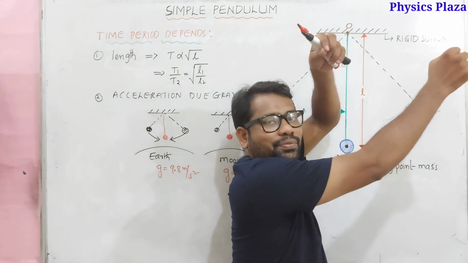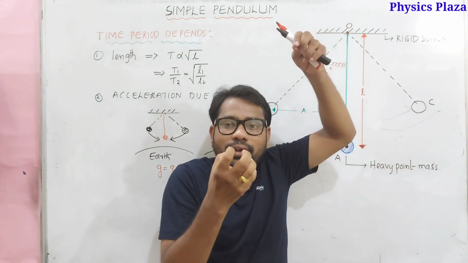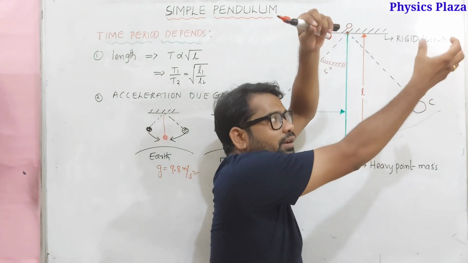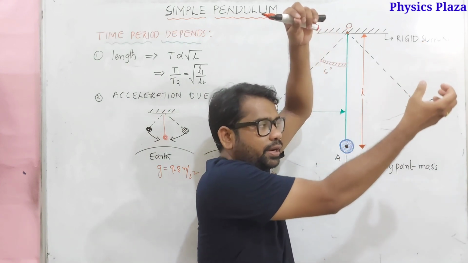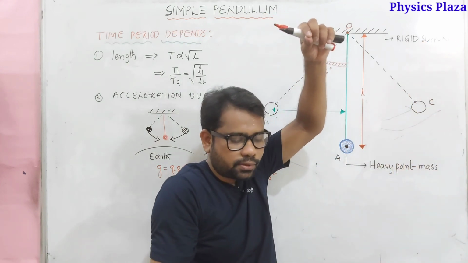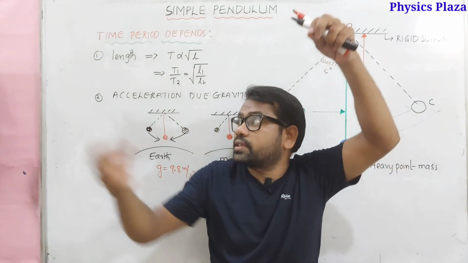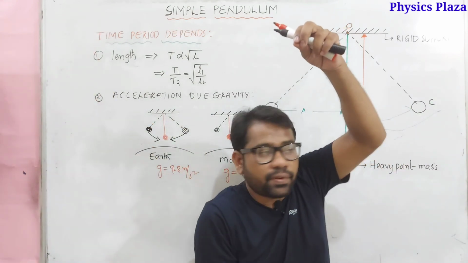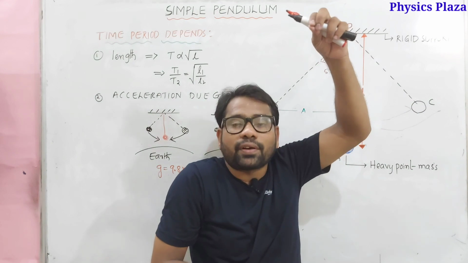Again it will go to this side. Again, as the gravity on the moon surface is less, it will come towards the main position very slowly. But in the case of earth, when you go to extreme ends, it will come to the main position very fast.